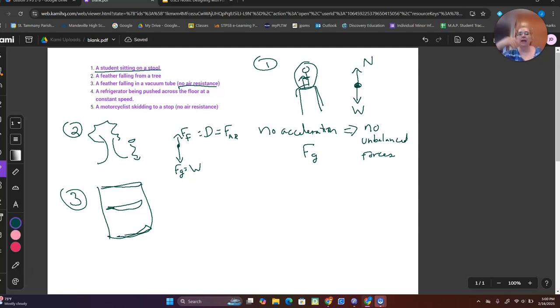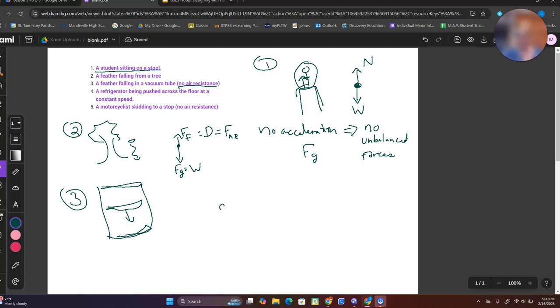So if there's no air inside, what's going to happen to this air resistance? Well, the gravitational force is not going away, right? It's still going to be pulling the feather downward, but there's nothing to push back up on the feather. There's no ability for that friction to be created as the feather moves through air because there's no air.